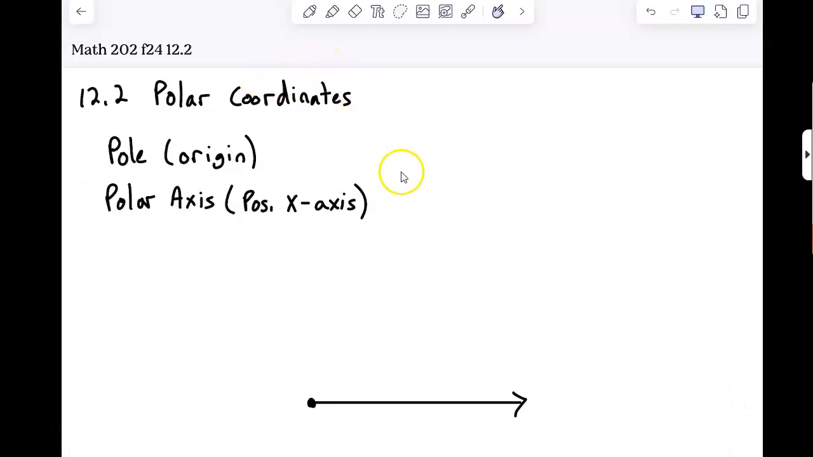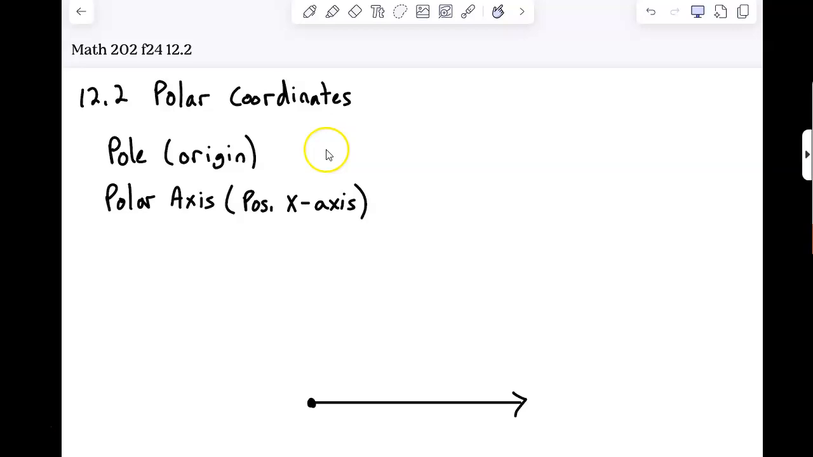All right, so welcome back. We're now going to be talking about polar coordinates. This is something you may have seen before in a pre-calculus class or a trigonometry class. You may have been introduced to this concept before. We're going to go over it as if it's new, though, so kind of explain all the details of it.